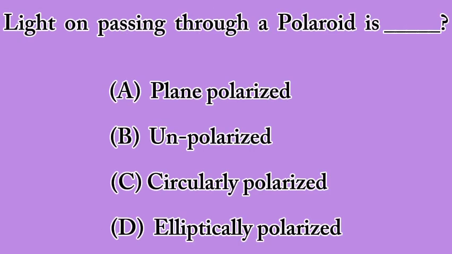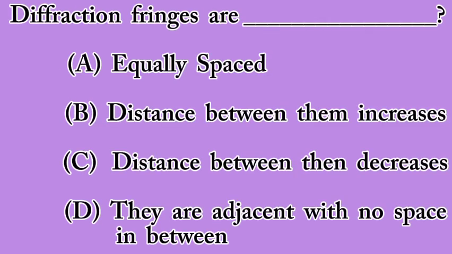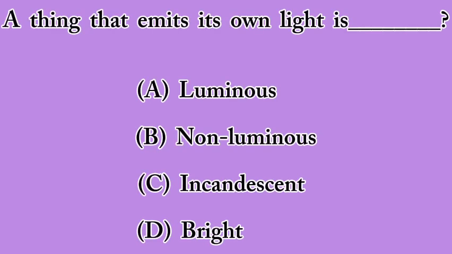Light on passing through a Polaroid is: A. Plane polarized, B. Unpolarized, C. Circularly polarized, D. Elliptically polarized. Diffraction fringes are: A. Equally spaced, B. Distance between them increases, C. Distance between them decreases, D. They are adjacent with no space in between. A thing that emits its own light is: A. Luminous, B. Non-luminous, C. Incandescent, D. Bright.